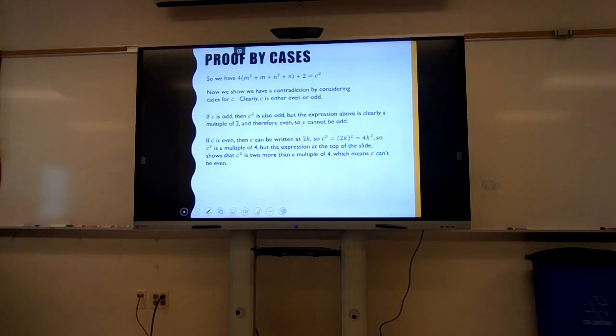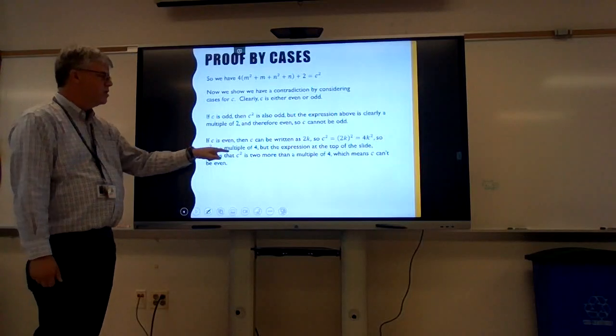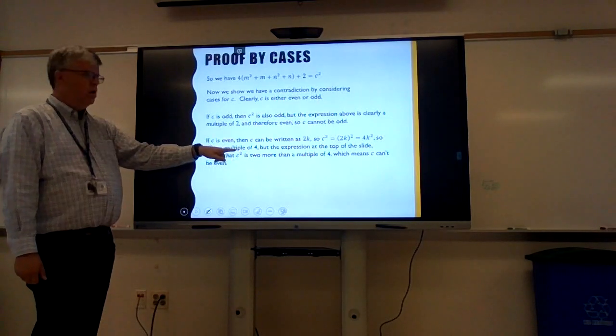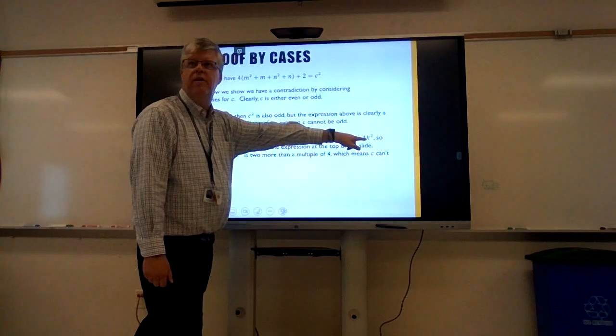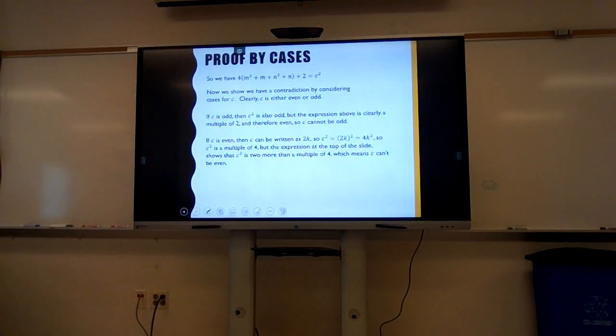All right, c squared is equal to 2k all squared, which is 4k squared, right? So that means c squared is a multiple of 4. How do I know that? 4 times what's important on the other piece? Integer, right. c squared is 4 times an integer. So by definition, it's a multiple of 4, okay?